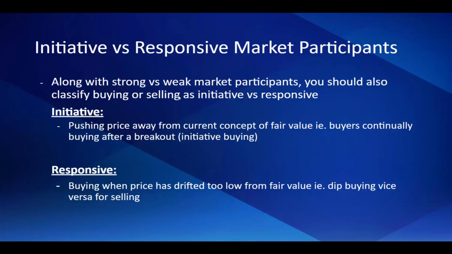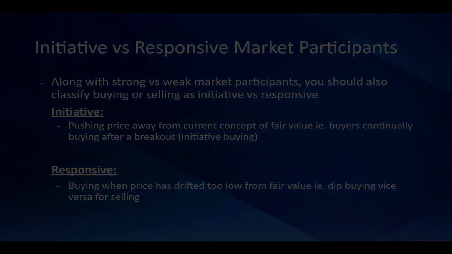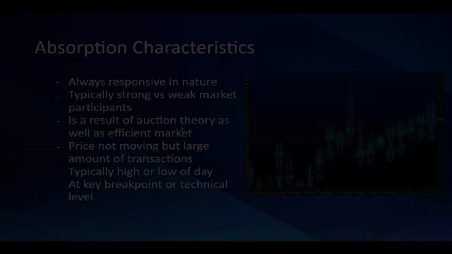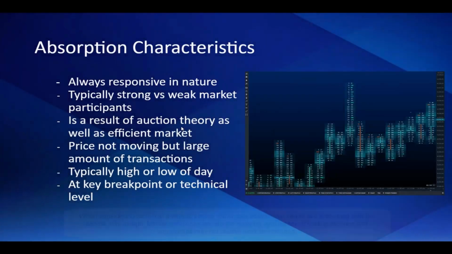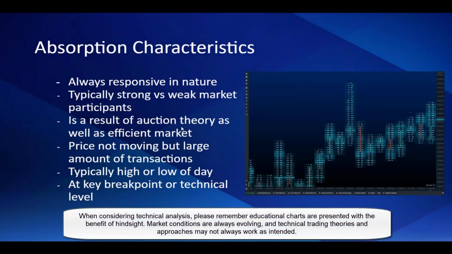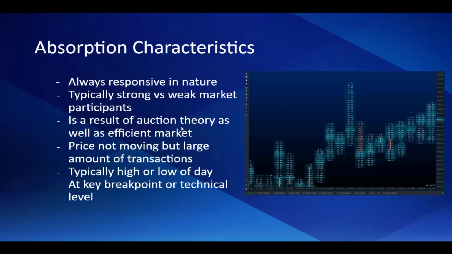Responsive, an example of responsive buying is when price is drifting lower and lower from fair value, and buyers then step up. They're responding to the lower prices that are occurring. Okay, so that's the theory portion of this video kind of concluded. Now we're going to go into some of the characteristics, some things to watch out for, and then we're going to really show some examples from the last few weeks in the S&P futures of absorption and what it looks like.